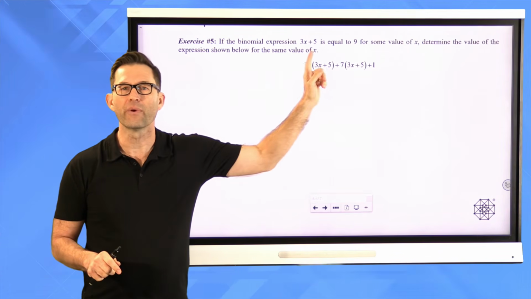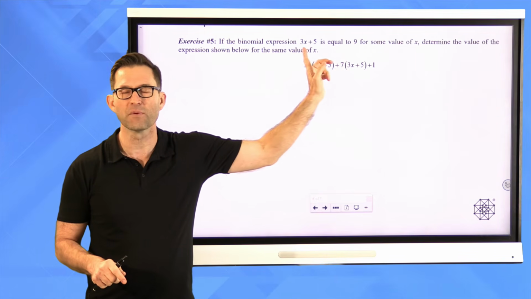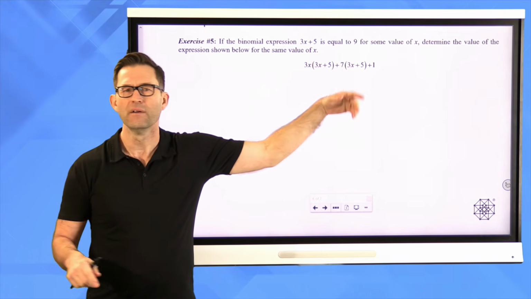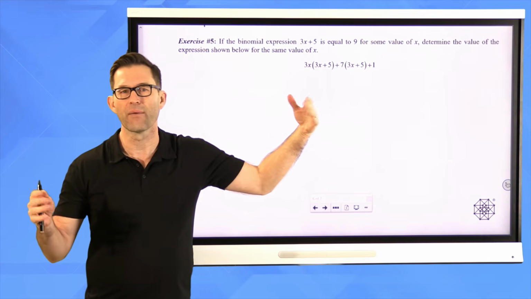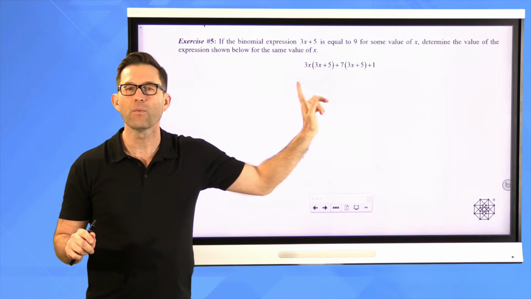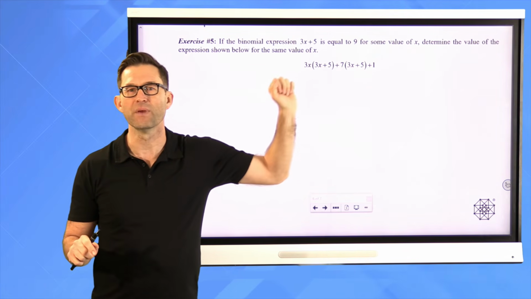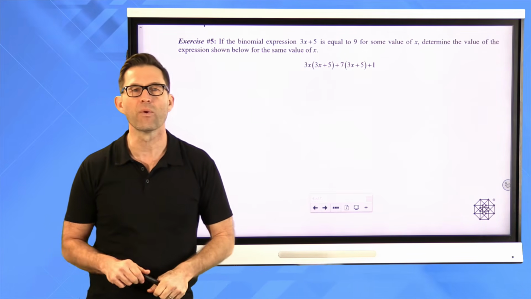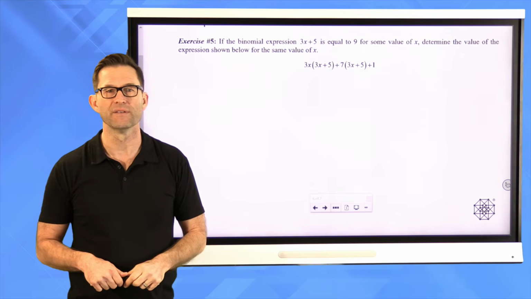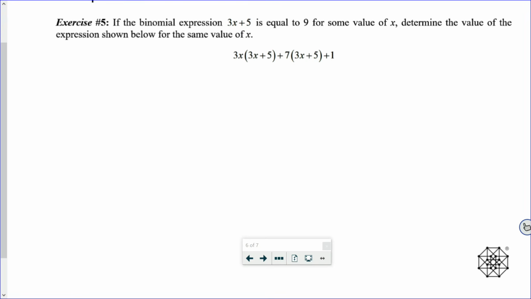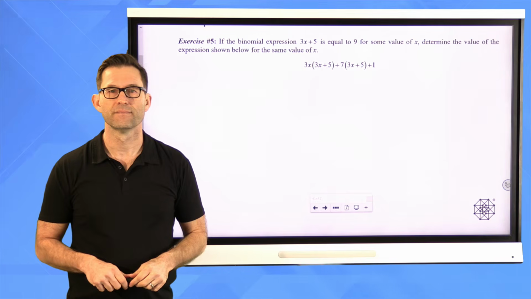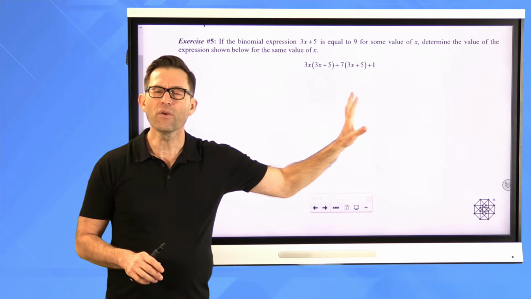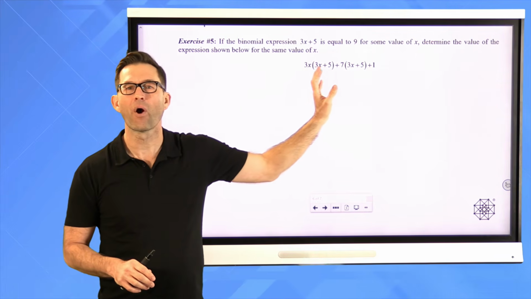I know that 3x plus 5 is equal to 9 for some value of x. We could figure out what that is, but please don't. I then want to know what the value of this expression must be if I know that. Pause the video now and play around with mindful manipulation on this expression.